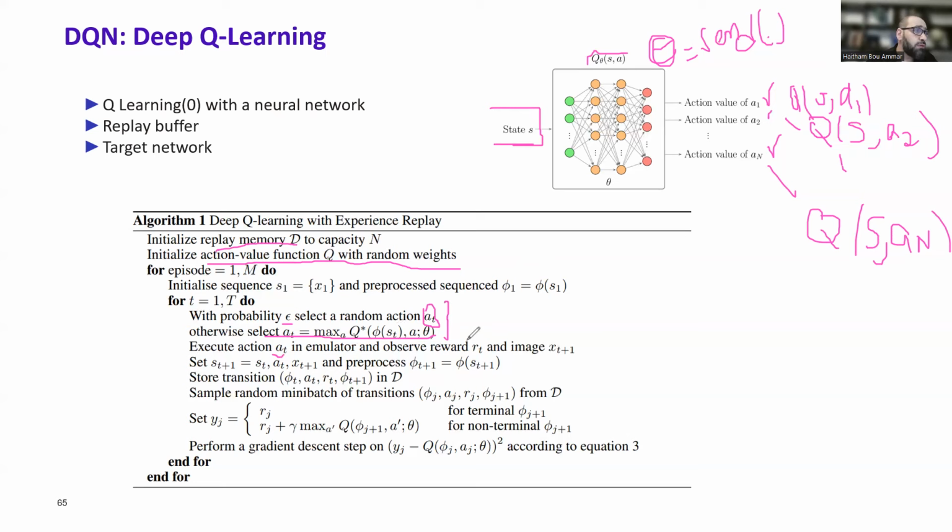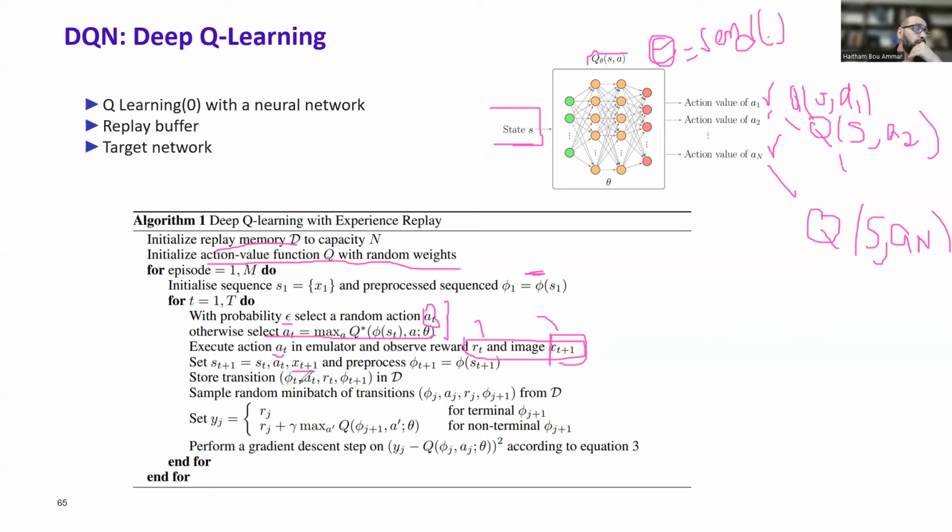And then you would observe the reward and the image xt plus one from the emulator, right? Now the next state st plus one is the old state and the action, and also this xt plus one, which is the image we got from the emulator. And then we're also going to pre-process this state st plus one, according to whatever pre-processing function we have.